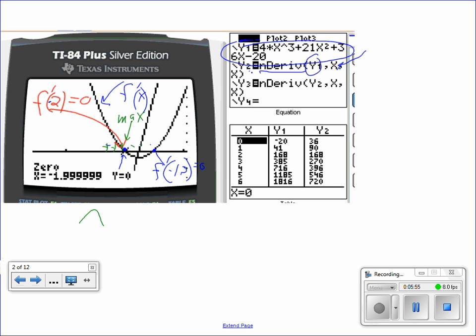That's a max on f of x. Here, notice what happens. It goes negative to positive, so the slope's going negative and then it's going positive. So here we got a min. This must be a min.